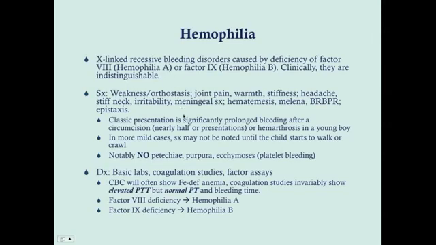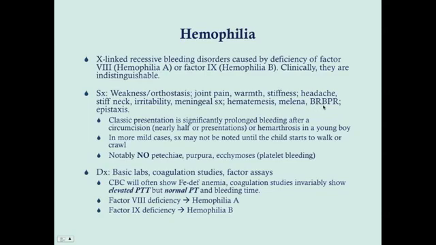The symptoms are going to be weakness and orthostasis. That's a possibility, something a little bit less noticeable in an infant, and that's due to bleeding. But you can also see some joint pain, warmth, stiffness, particularly swelling of the joint, and that's due to bleeding of the joint. That's called a hemarthrosis, and that's one of the more common ways that hemophilia can present, and one of the more common complications of hemophilia. You can also get a headache, stiff neck, irritability, meningeal symptoms. That would be due to bleeding into the meningeal space.